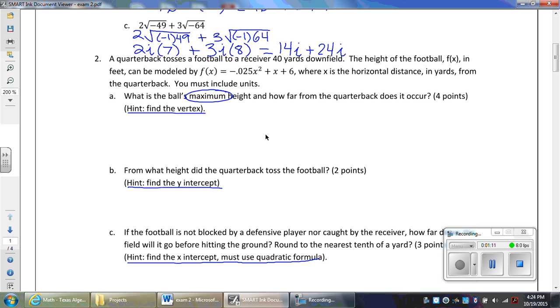Okay, so the maximum is the y or the x? The y. And then where does it occur? That will be the x. Okay, don't forget that, please. And that goes for maximum and for minimum.